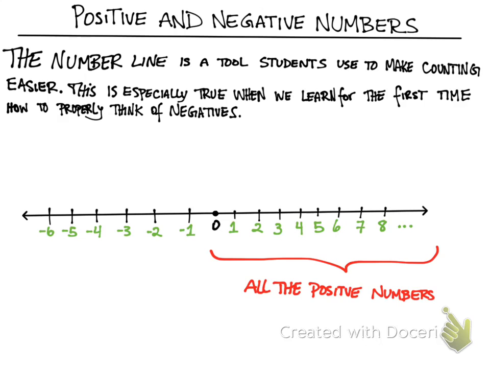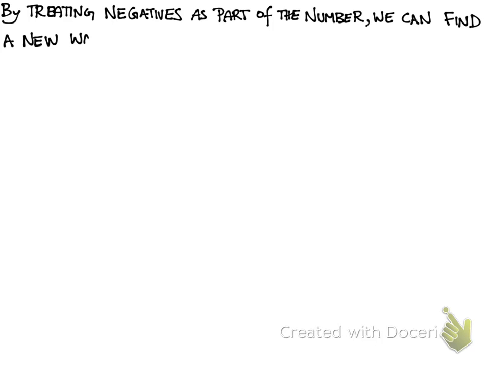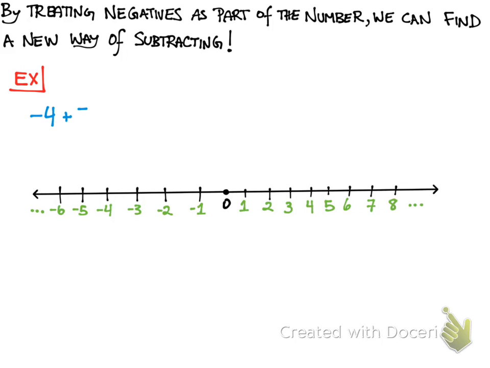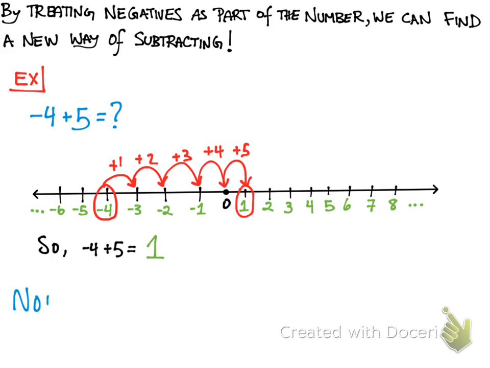But how does this help us understand adding and subtracting positive and negative numbers? Well, here's how it works. We have to rethink how we talk about positive and negative numbers. There's another way to add numbers and subtract numbers. So instead of subtracting numbers, now what you can do is add a negative number. Adding a negative number is the same thing as subtracting something.